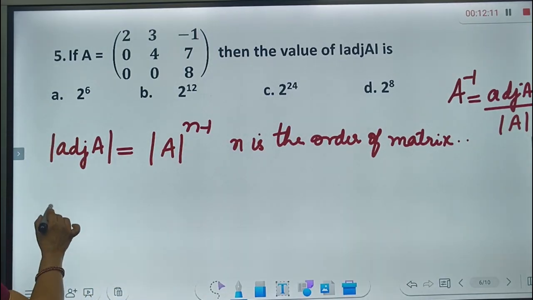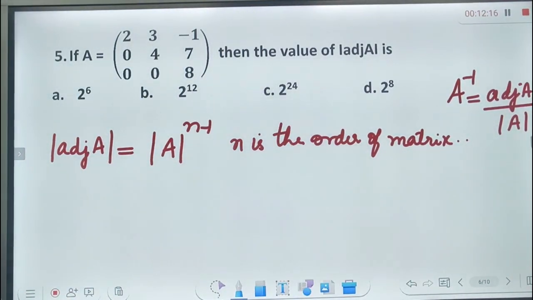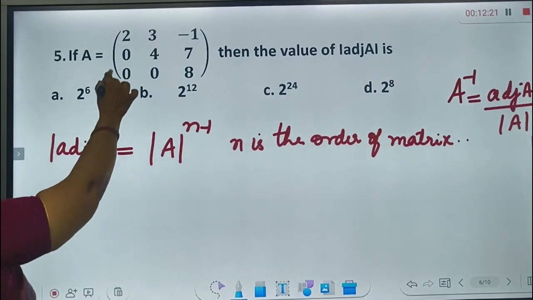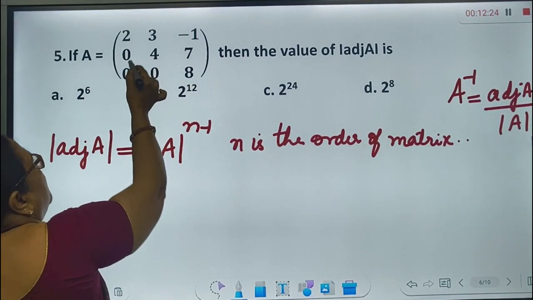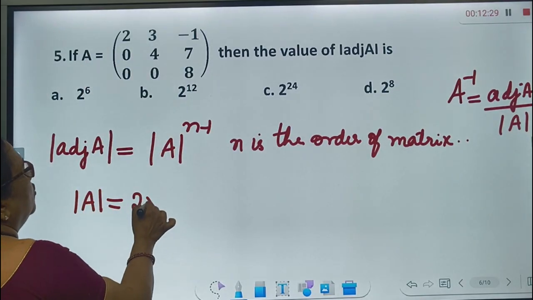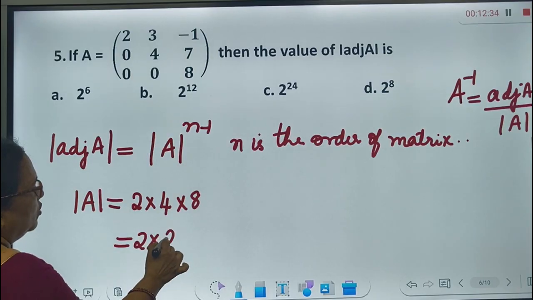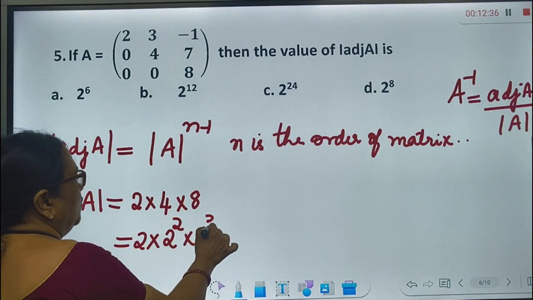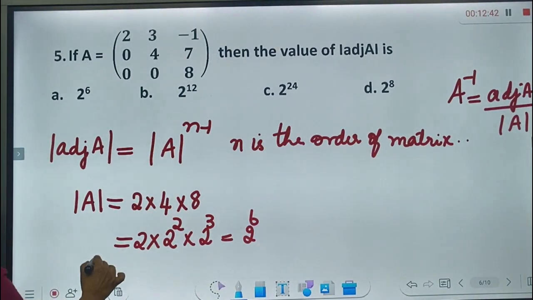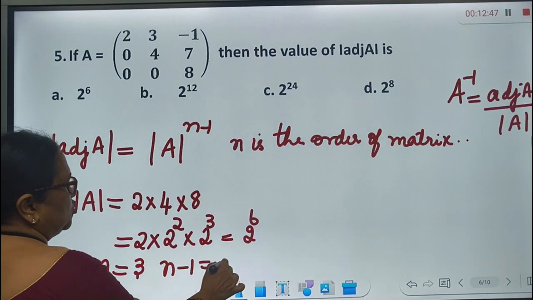Now what is determinant of A? How will you find the determinant of this matrix? You can always open and find the determinant, but when you have an upper triangular matrix like this, see here there are zeros. Then the value of the determinant of A is the product of the diagonal elements, 2 into 4 into 8. This is 2 into 2 square into 2 cube, which is 2 power 6. Now what is n? n is the order of the matrix, which is 3. So n minus 1 is 2.